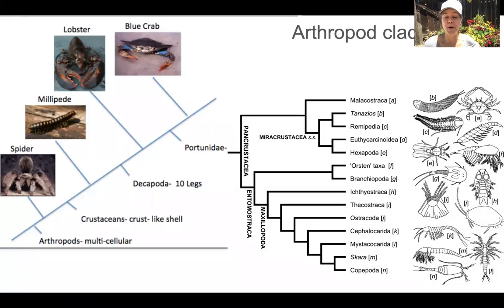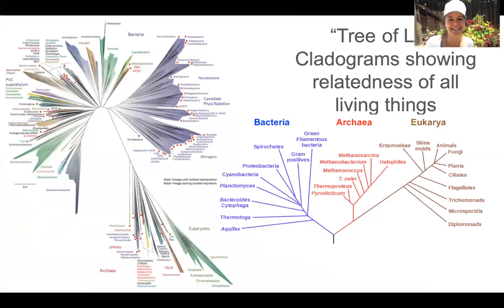Almost done. More cladograms just to show you arthropods, the relationships, such a diversity. You may not know that lobsters and crabs are cousins of spiders and other arthropods. But it's another protein source. It's very exciting. We could talk about it more if you want. I'll stop myself.